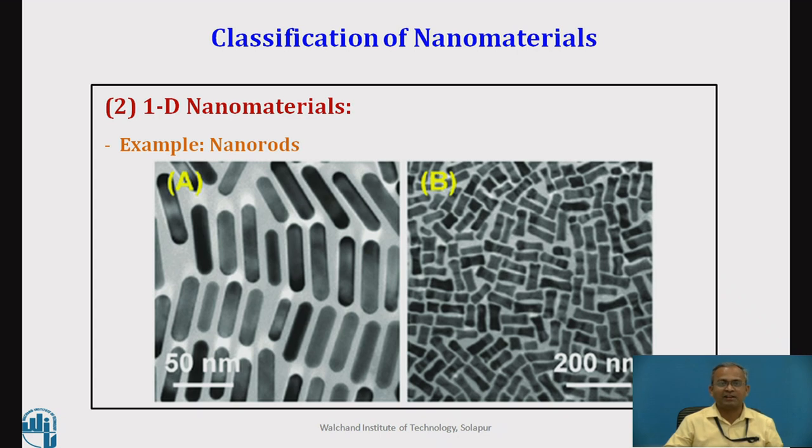Nanorods are the second well-known examples of 1D nanomaterials. Here are the transmission microscopy images of gold nanorods. The gold nanorods are obtained in various sizes and shapes. Image A shows gold nanorods with spherical heads, while image B shows dog-bone-like gold nanorods. Gold nanorods have attractive applications in biomedical technologies, spectroscopies, and optical and optoelectronic devices.